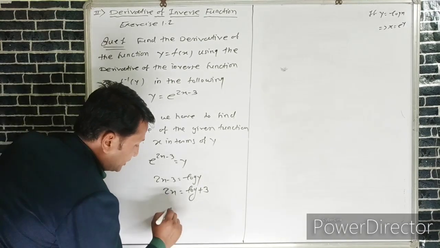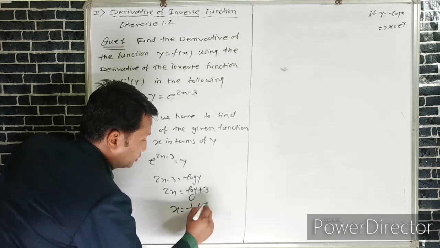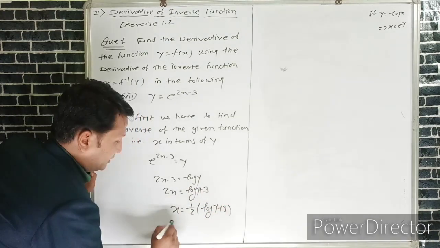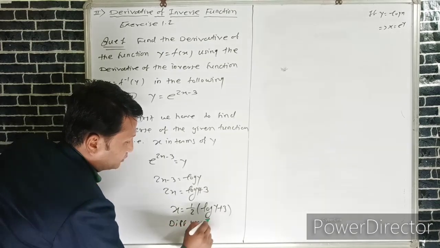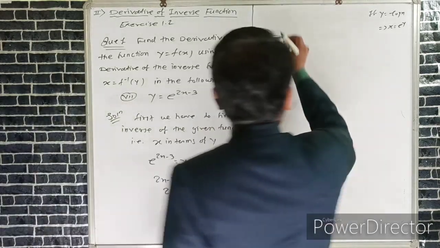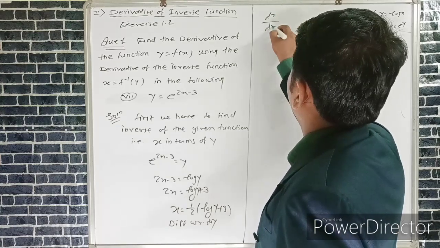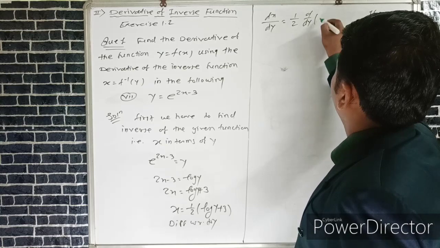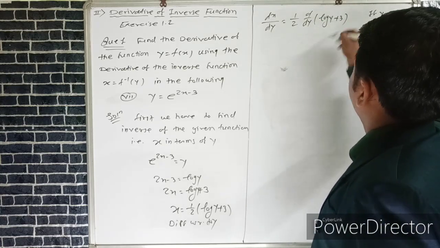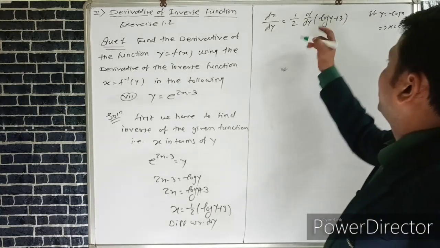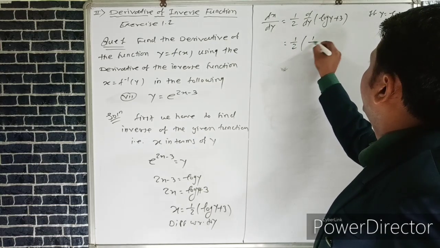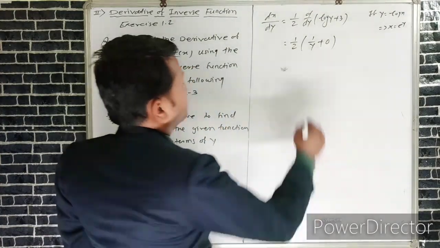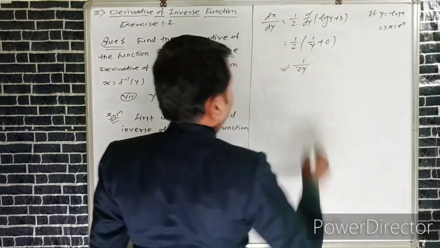2 is a multiple term, hence we can write x is equal to 1 by 2 into log of y plus 3. If we differentiate the given function with respect to y, then we can find the derivative of x with respect to y. dx upon dy is 1 by 2, which is a constant, times the derivative of log of y plus 3. We know that the derivative of log y with respect to y is 1 by y, plus the derivative of 3, which is a constant function, is 0. Hence we can write it as 1 upon 2y.